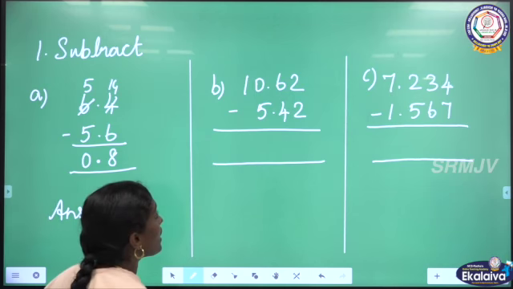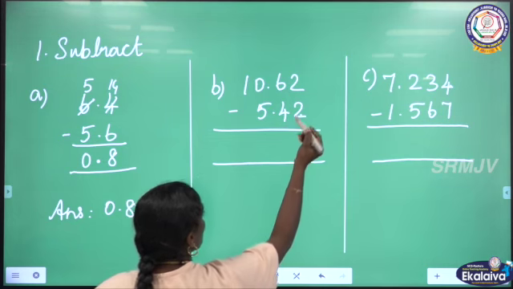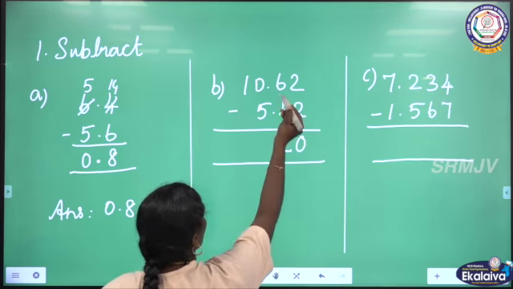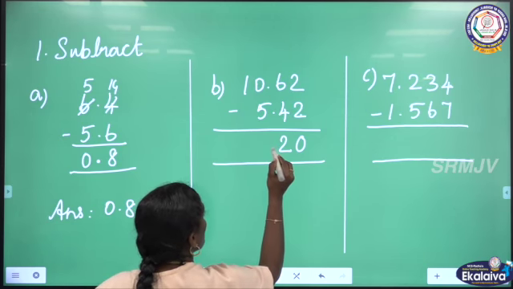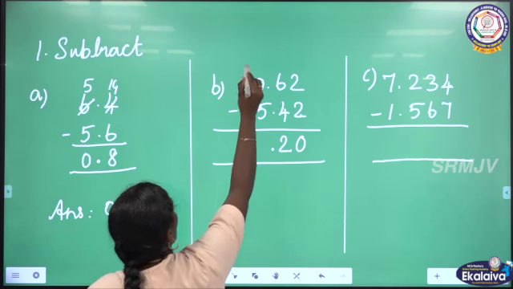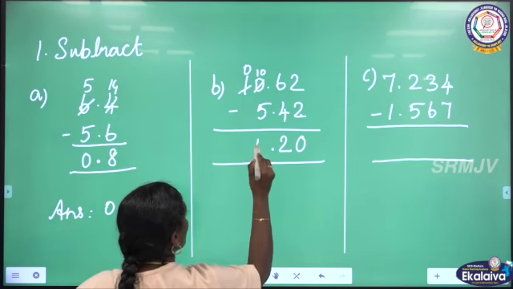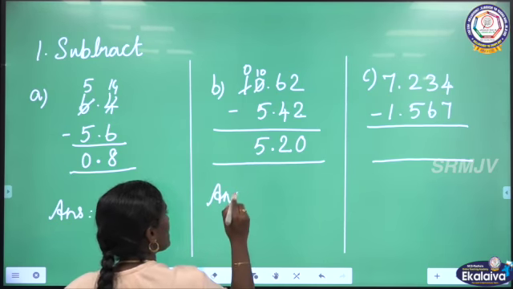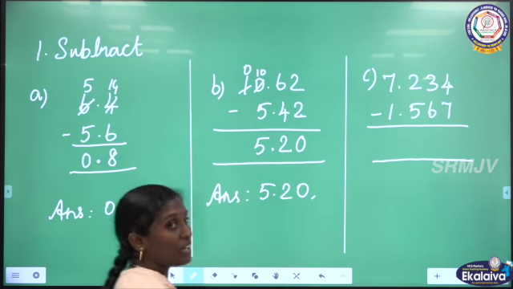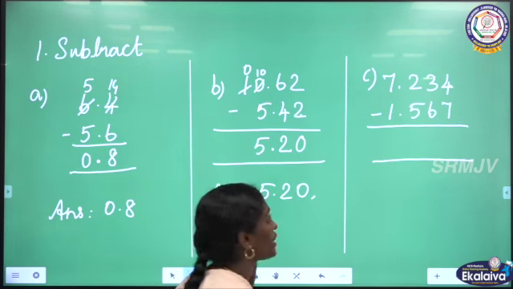See the next one, 10.62 minus 5.42. Here we have to start with the last place. 2 minus 2, 0. 6 minus 4, 2. Here we are going to subtract the numbers which is in whole number part. So, we have to keep the decimal point here. 0 minus 5 we can't do. So, we have to borrow. 1 will become 0, 0 will become 10. 10 minus 5, 5. So, the answer is 5.20.